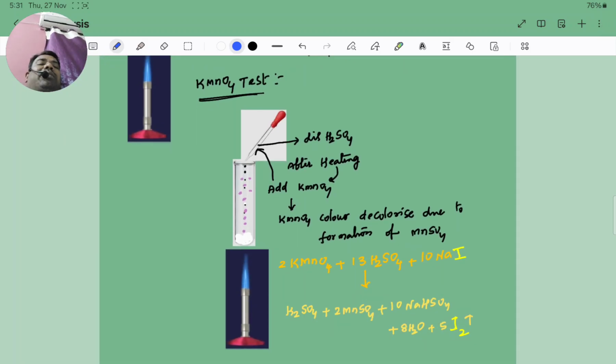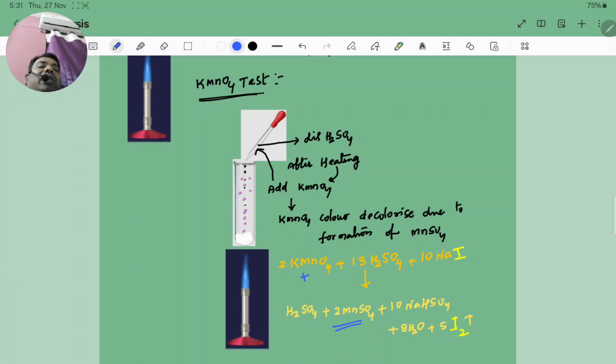Then we will move to the KMnO4 test. This is also a preliminary test. Same, take the original salt, then add dilute H2SO4 to acidify. After heating, add KMnO4. KMnO4 is a purple color. After adding KMnO4 dropwise, the KMnO4 color disappears, which indicates the formation of MnSO4.